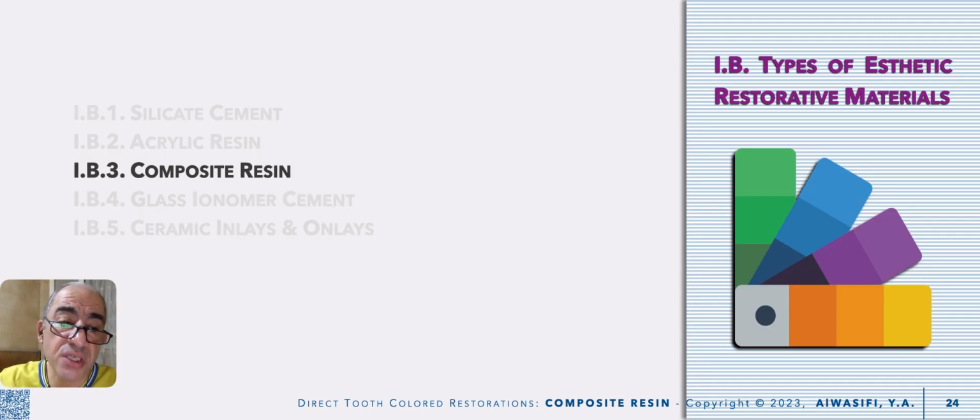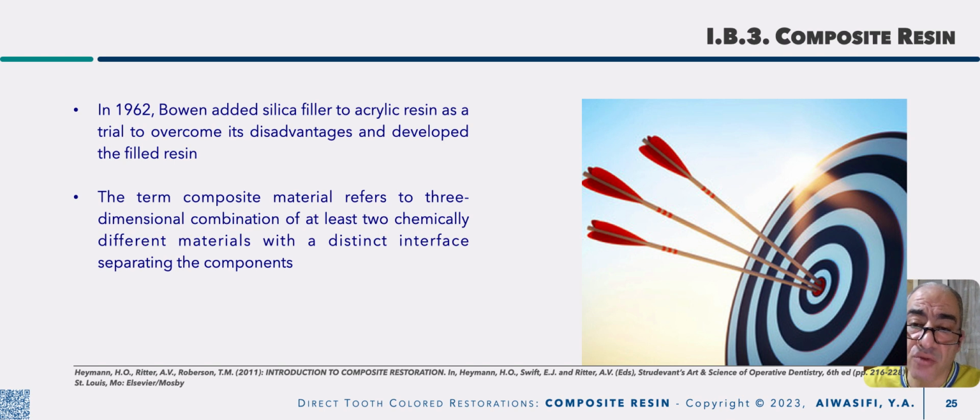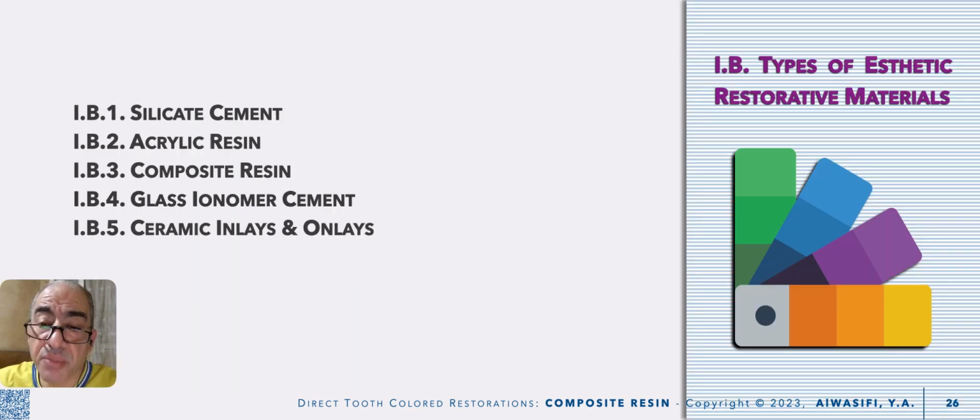It shows lack of color stability, low strength, polymerization shrinkage, and a coefficient of thermal expansion higher than that of tooth structure. Then composite resin, as we mentioned, was introduced by Raphael Bowen by adding silica as a filler to the material, and this will be the topic, our target from this presentation.